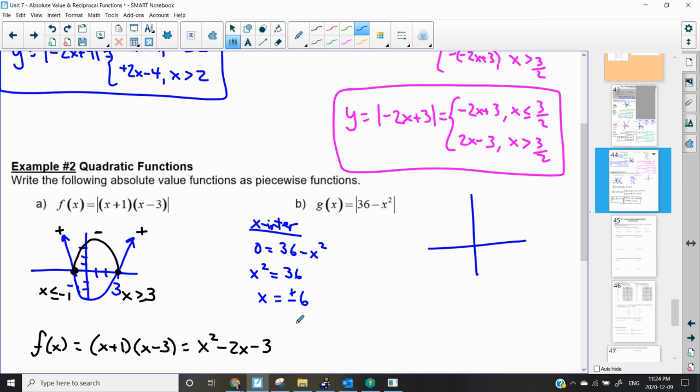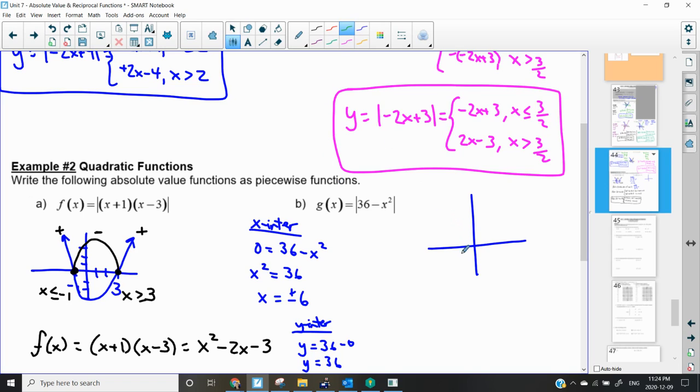Now for my y-intercept, I have y equals 36 minus 0 squared, which is 0. So y equals 36. So that intercept is happening quite far up on the graph. So when you're sketching your graphs, they don't have to necessarily be drawn to scale. We just have to have an idea about the shape and what parts of the graph are above or below.